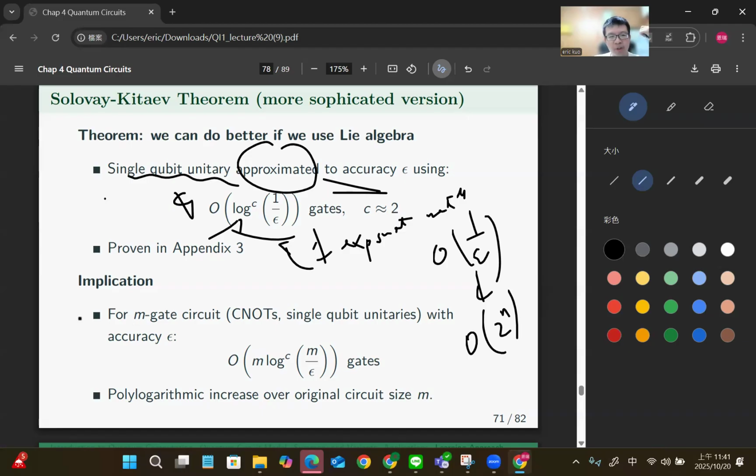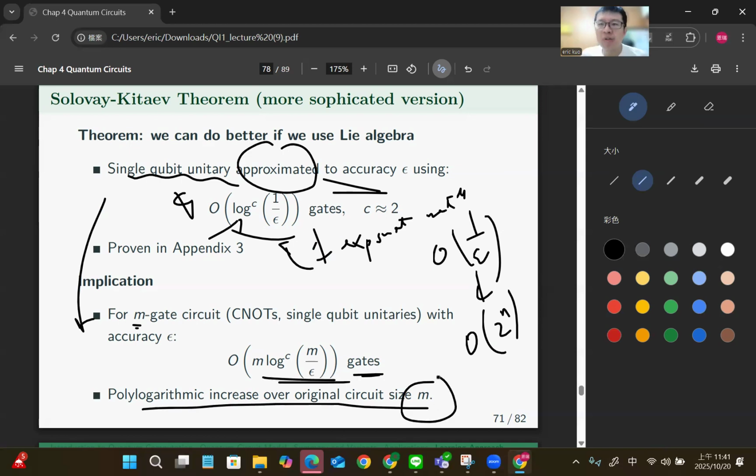And so this implies that for m gates, we just need this. This is a polylogarithmic increase over the original circuit size m. So if I give you a circuit of size m, you just need to take an extra overhead, and it's almost the same as m, only a polylogarithmic increase. So this is very powerful. It tells you that you just need a small overhead, and this overhead is just polylog. This is why Solovay-Kitaev is a very deep result. The proof is somewhat non-trivial, but not so difficult if you know enough algebra.